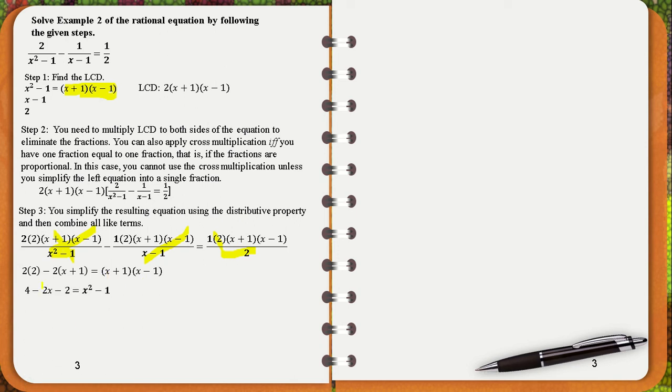Next. So, 2 times 2 is 4. Minus 2 times x is 2x. Negative 2 times 1 is negative 2. Is equal to x plus 1 times x minus 1. So, this is x squared minus 1.